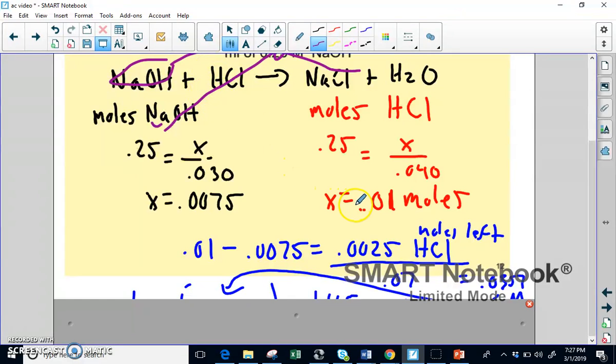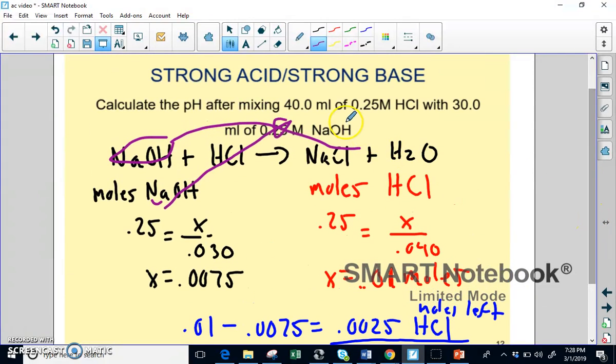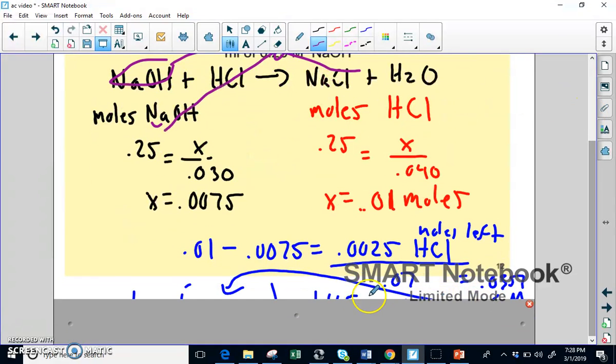Well, how much? Well, we know we have 0.0025 moles left, and to get the pH, we have to use the negative log of the hydrogen ion concentration. But this here is moles, and we have to get a concentration, so we need to get the liters. Well, we poured these two solutions together. So the total volume is 70 milliliters, and we have to convert that to liters, so that's 0.07.